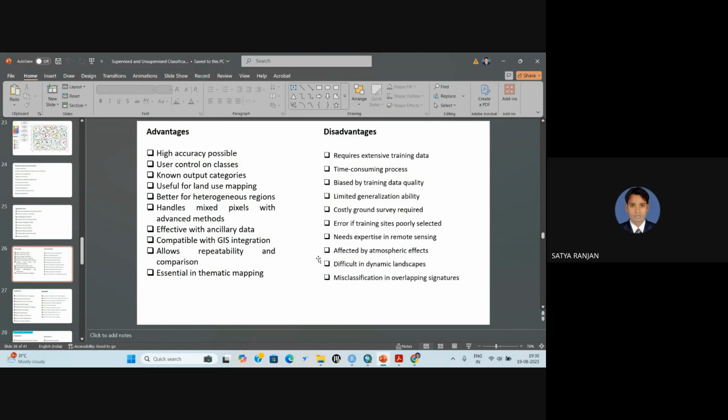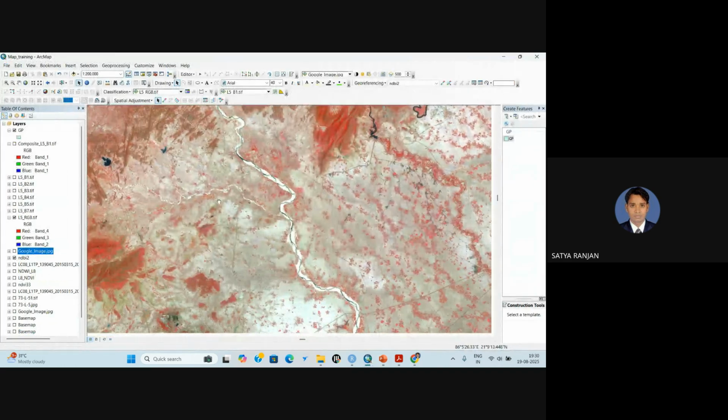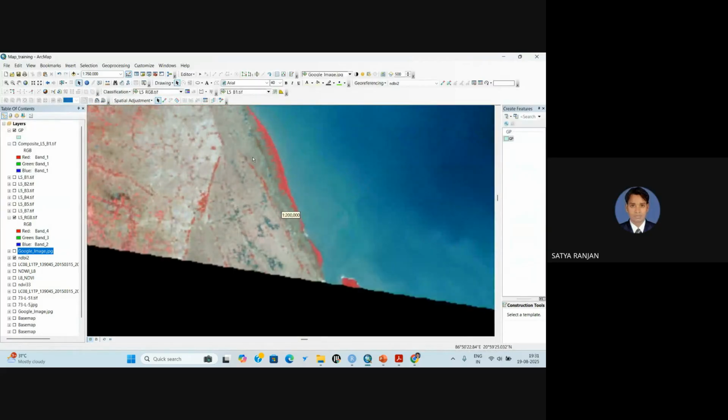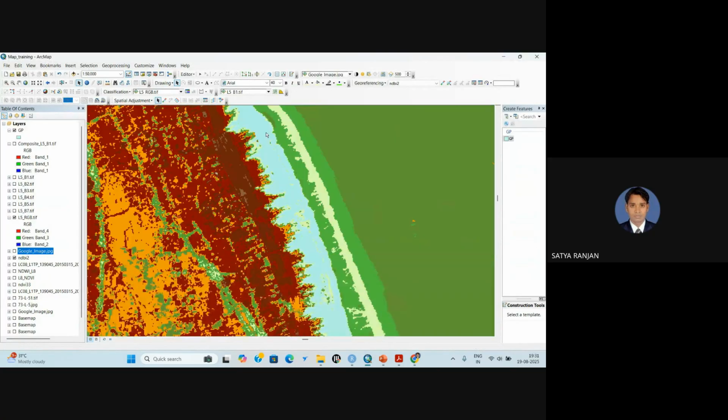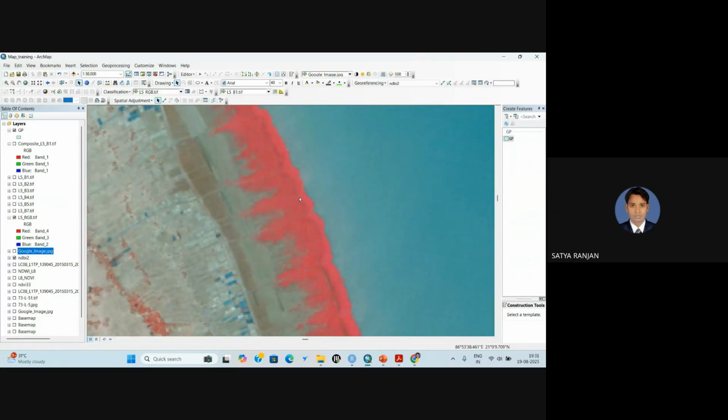So this is related to the advantages and disadvantages, and some applications are urban land use, land cover mapping, forest type classification, agriculture crop monitoring, urban growth studies, wetland and mangrove mapping. Most of the time mangroves are evergreen forest, which look a brighter tone in the satellite image. So this is the mangrove area. It is present in the intertidal zone. So it gives high reflectance values in the infrared bands.